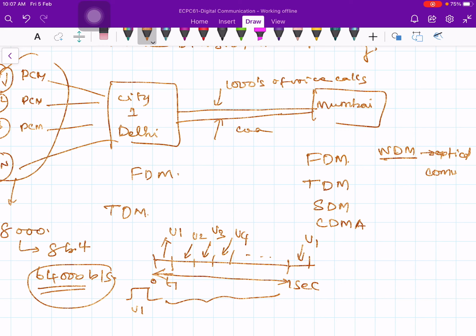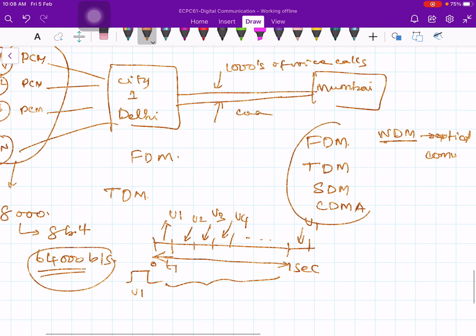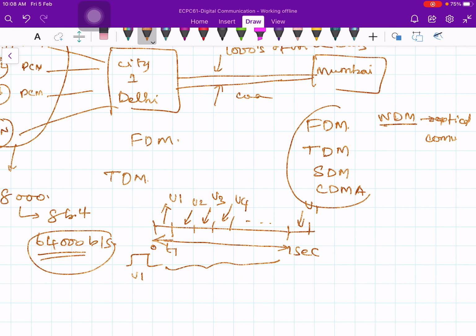So why are we doing this kind of multiplexing? In order to share the resources among different users, so that you can increase the efficiency of the communication system, because the resource has a huge amount of bandwidth. That huge amount of bandwidth is shared among a number of low data rate users. So that is the basic idea of all these multiplexing schemes.